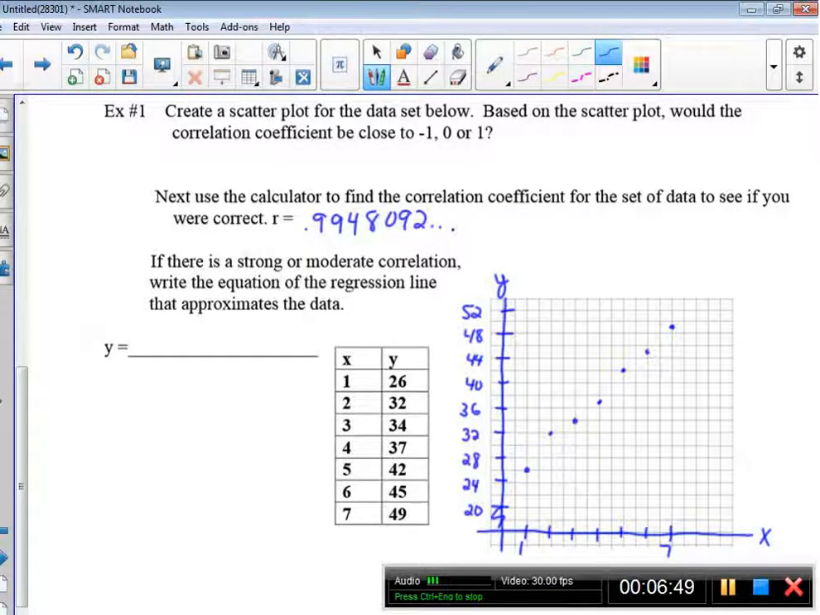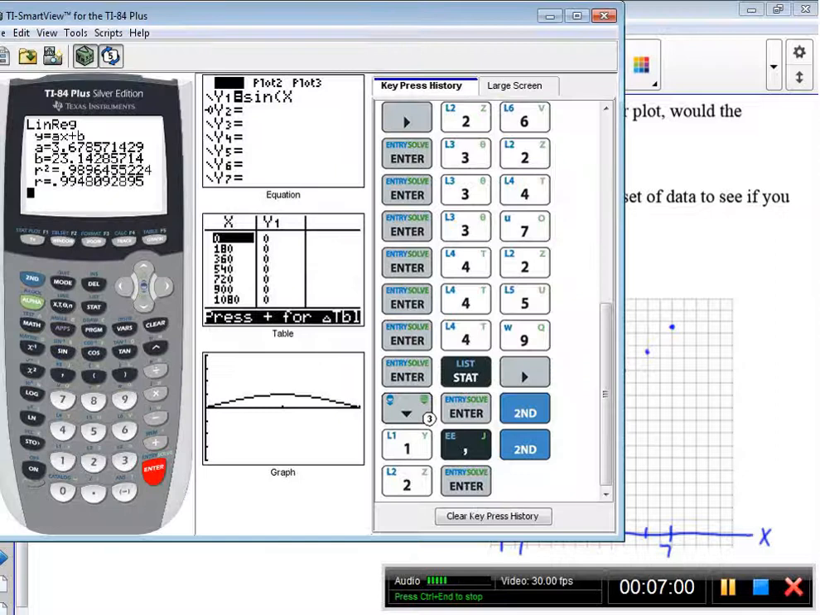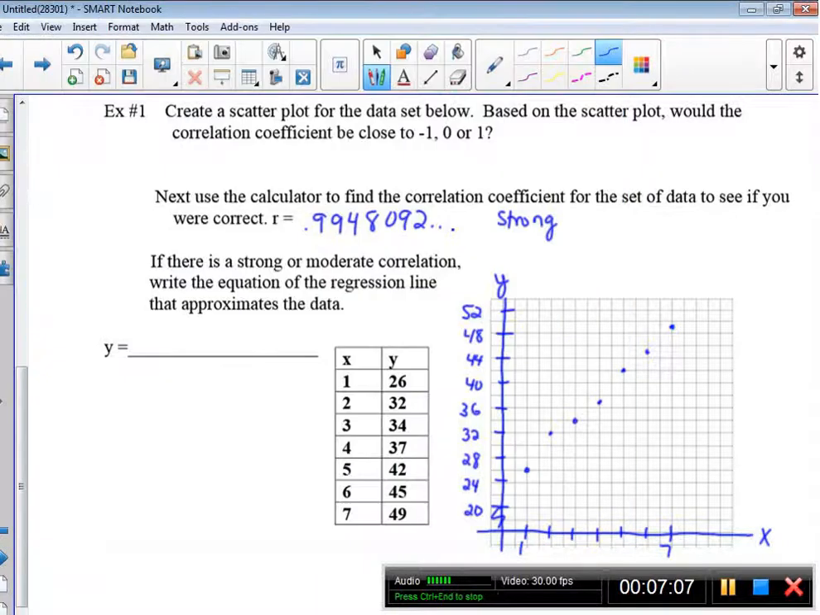And if there is a strong or moderate correlation, write the equation. That's very strong. It's very close to 1, and it looks very close to 1. Let's go back to the calculator and get that equation. It didn't say to round, so I'm going to write it all out.